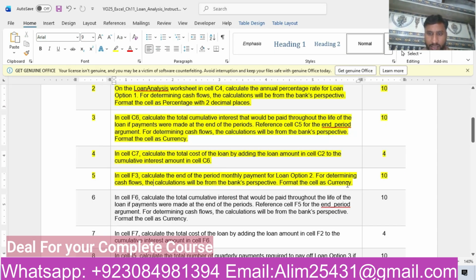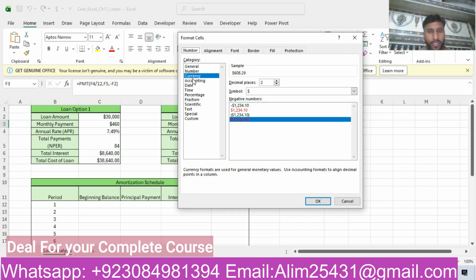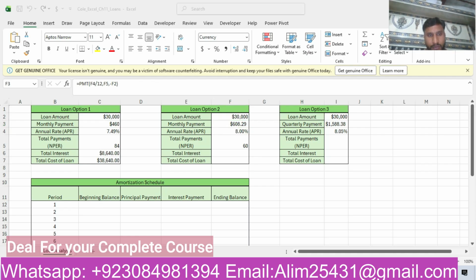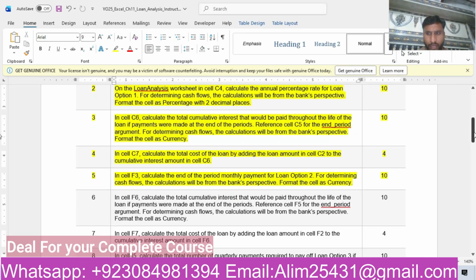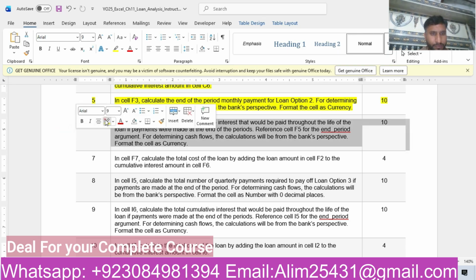Format the result as a currency. So we will select that one, F2, F3, and go to the number launcher and we will make sure that it will be currency formatted. So that's our step number 5.